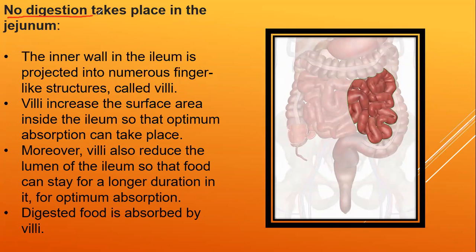No digestive process takes place in the jejunum. That is the second part of the small intestine, and the third part is the ileum. The five processes, as I have told, are ingestion, digestion, absorption, assimilation, and egestion. The third process, absorption, takes place in the ileum. Is that clear? Can you clear the locations of the three parts of the small intestine?